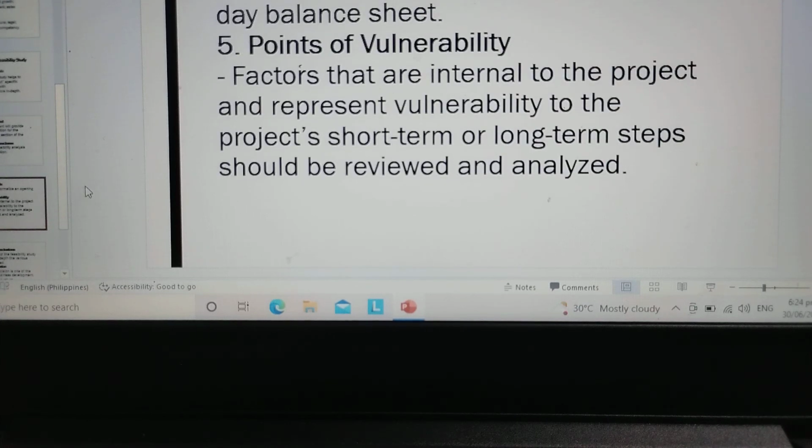Now, number 4, we have financial controls. It is important to formalize an opening day balance sheet. In this step, first efforts at projected revenues and expenses are attempted. Number 5, we have points of vulnerability. Factors that are internal to the project and represent vulnerability to the project's short-term or long-term steps should be reviewed and analyzed. These points then can be controlled or otherwise eliminated.